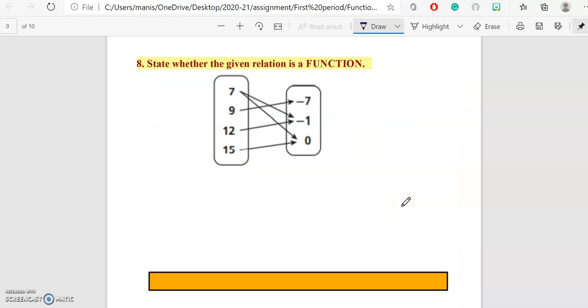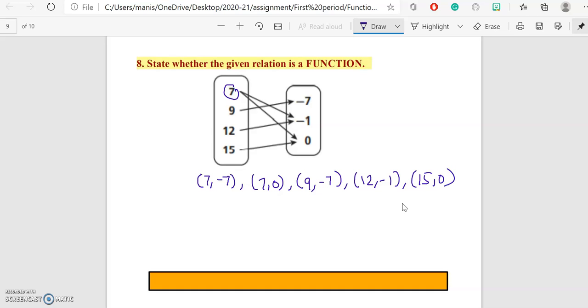Again, the question says state whether the given relation is a function. To make it easier on our part, I will write them in the form of ordered pair. 7 is paired with -7, and then this 7 is paired with what? 0. So 7 is paired with 0. Then we are looking at 9. 9 is paired with -7. Then we are having 12. 12 is paired with -1. And then we have 15, which is paired with 0.